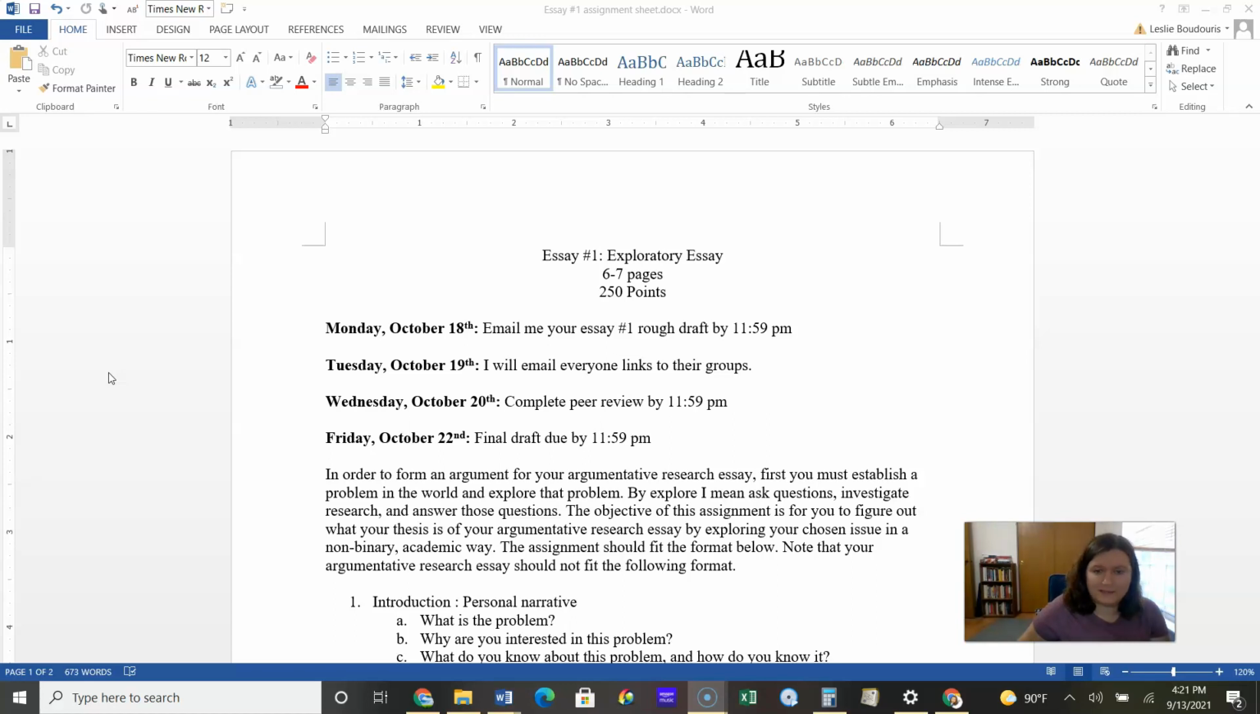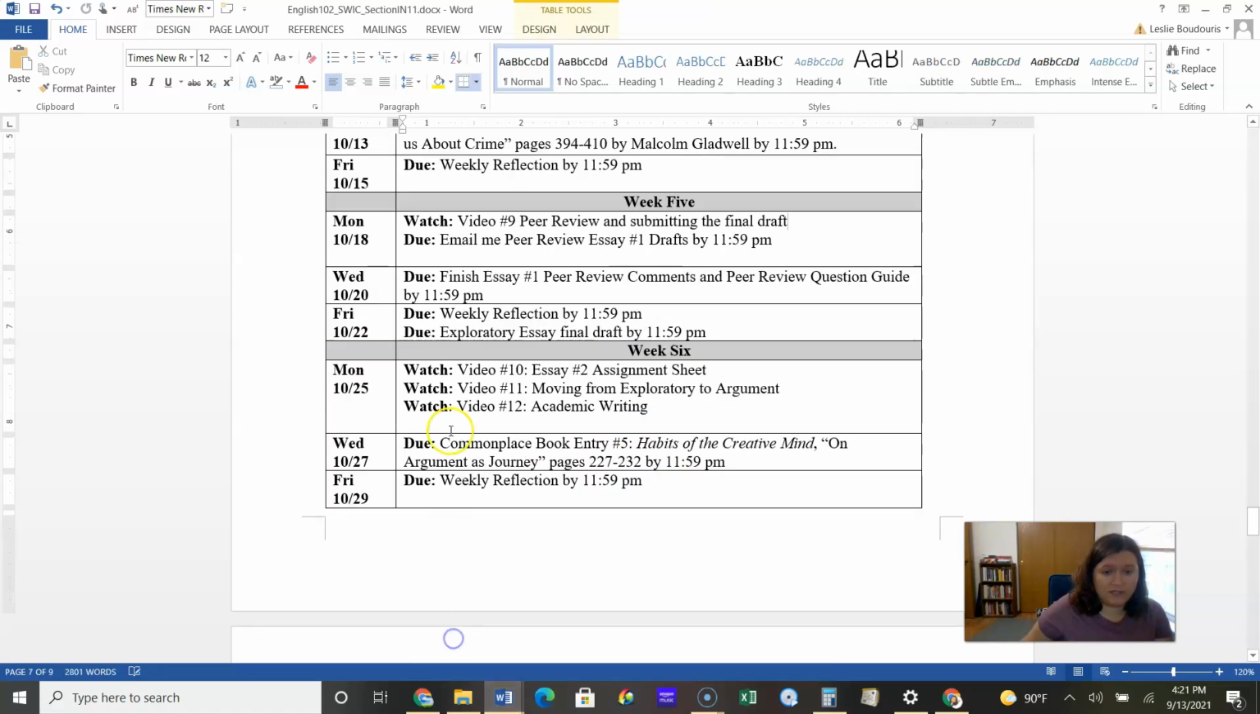So this will be a 6 to 7 page essay, which will be worth 250 points or 25% of your overall grade. I have a rough outline of the due dates here, which are also what you can see on the syllabus, in the schedule at the bottom of the syllabus.